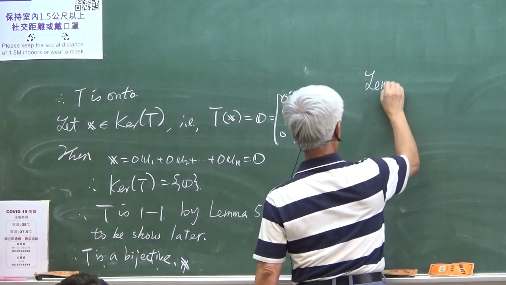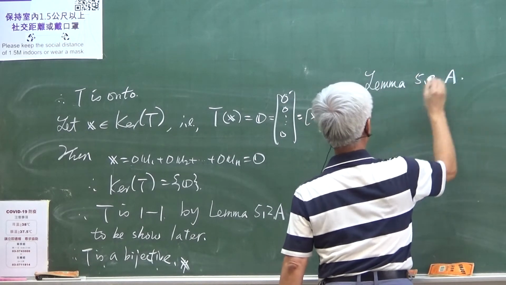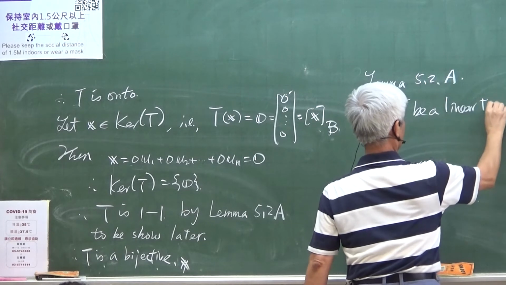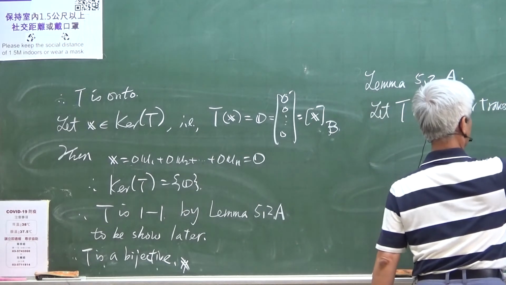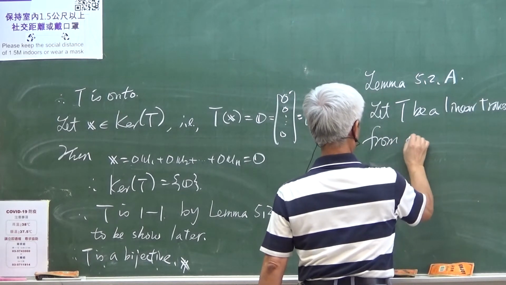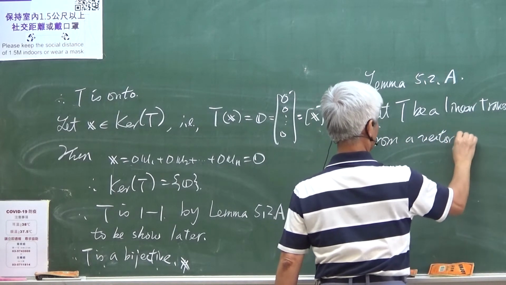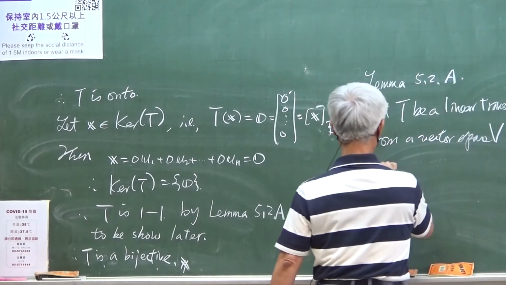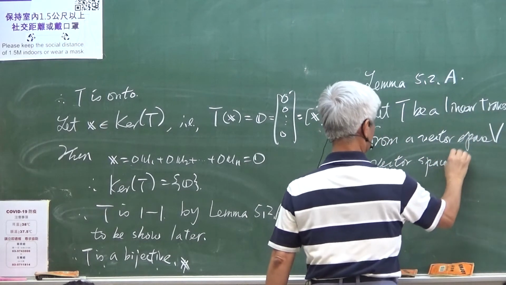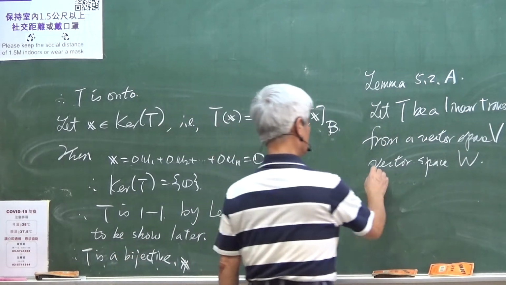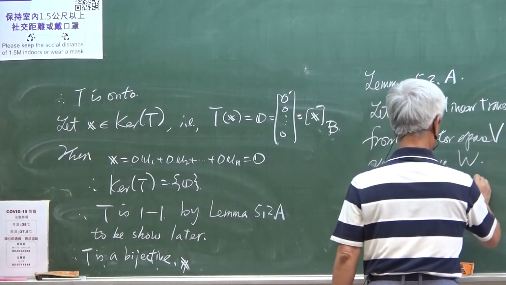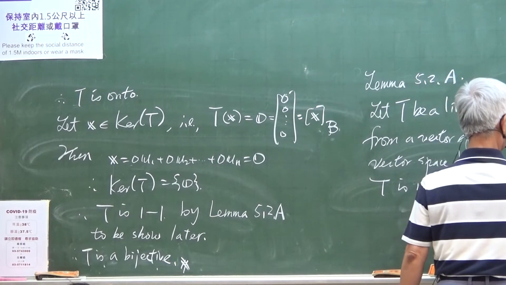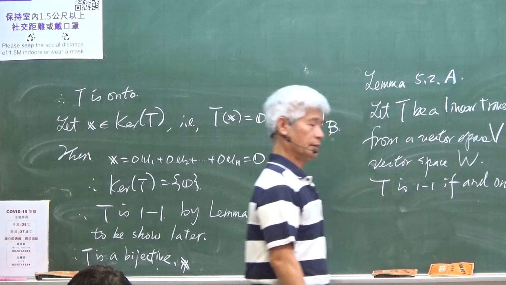All right. So I think I have to prove a theorem. Let T be a linear transformation from a vector space V to another vector space W. Then T is 1 to 1 if and only if the kernel of T is a trivial subspace.